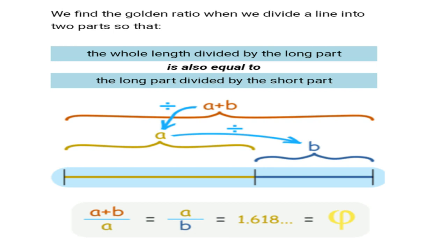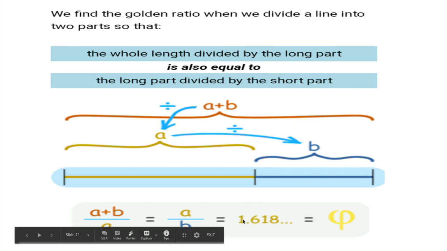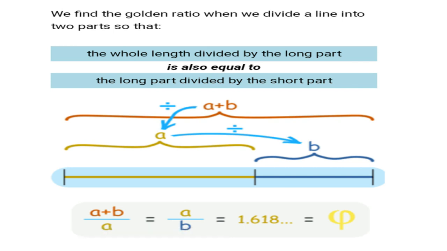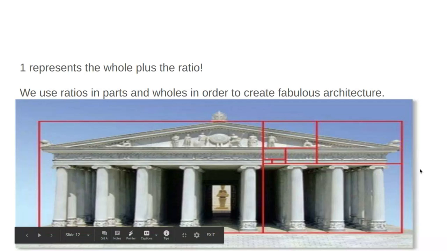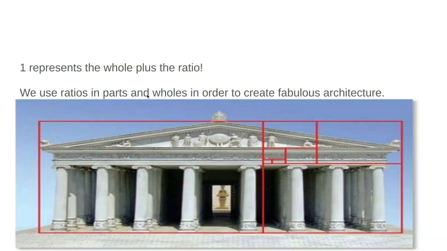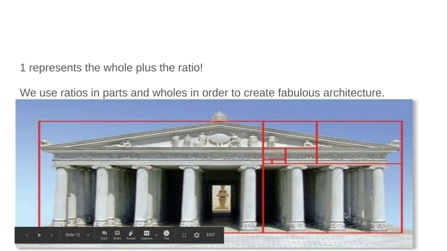We're usually going to see a whole number in front of here, but that just means you're adding on extra sections, but that does not take away at all from the ratio. 1 represents the whole plus the ratio. Here, in a monument in ancient Greece, I'm part Greek, we use ratios and parts and wholes in order to create fabulous architecture. See how things have been broken down here? A moment, breathe it in, it's beautiful.